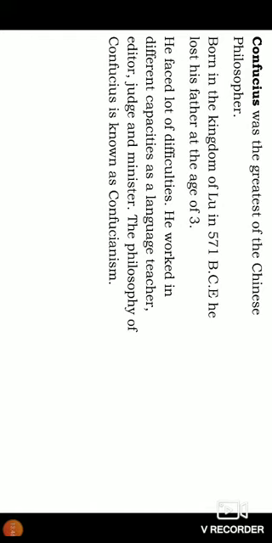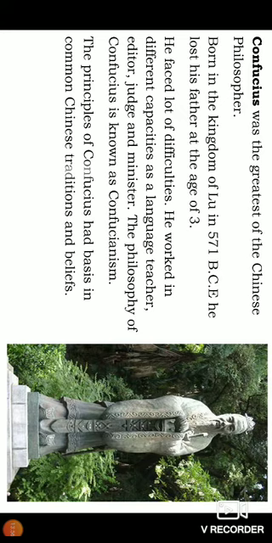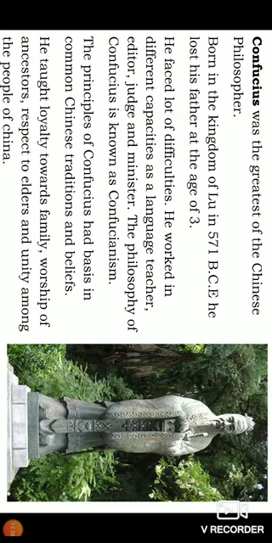So what are the teachings of Confucius? You may be interested to know this person. This is the man, Confucius. His teachings are great. He taught loyalty towards family, worship of ancestors, respect toward elders, and unity among the people, all of which are the basis for Chinese society.